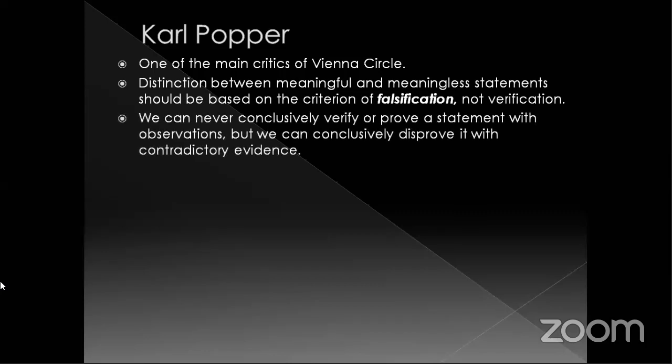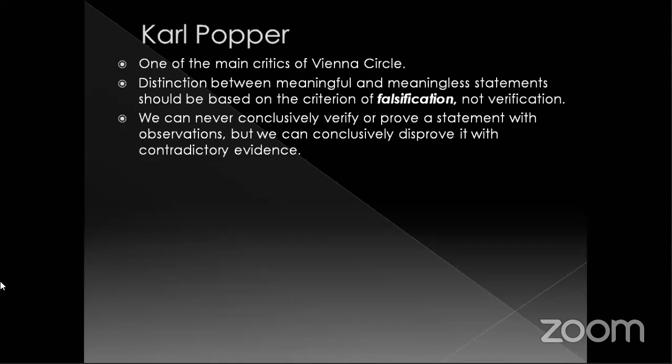We should never conclusively verify or prove a statement with observations, but we can conclusively disprove it with contradictory evidence. That's falsification. I mean, we can never verify or prove a statement with observations. There can be endless observations, but we can conclusively disprove it with contradictory evidence.